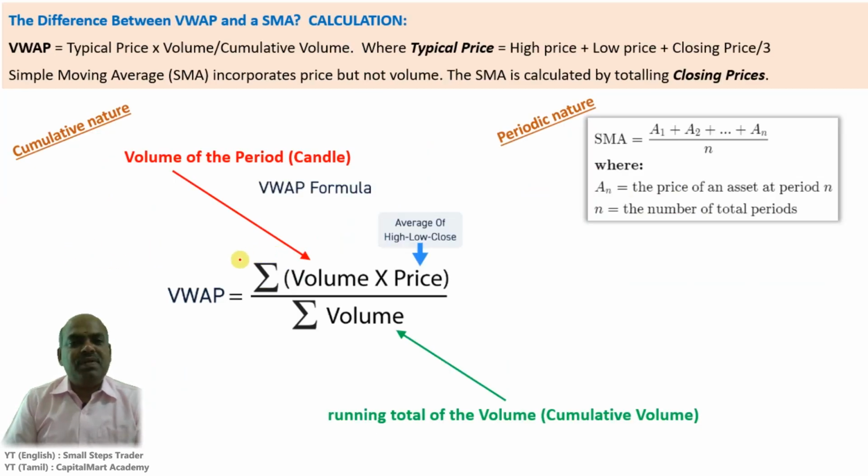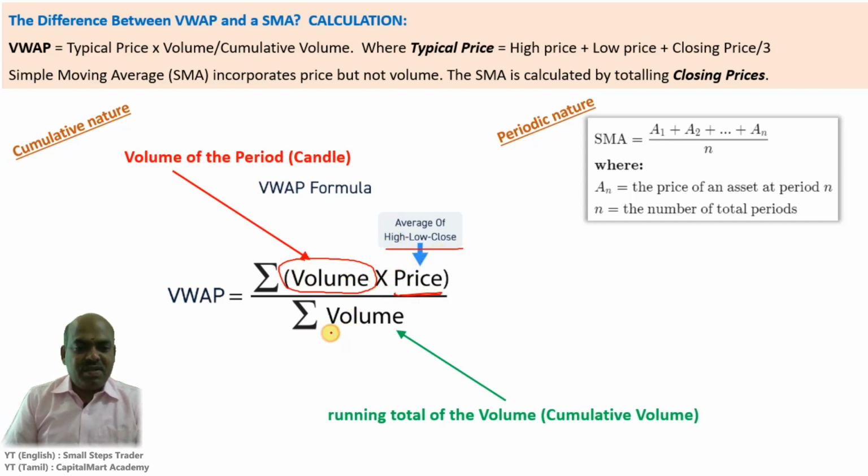This is the formula. See in the formula, volume into price, divided again by volume. In the upper side, this volume is the particular candle's volume. For example, if you are using a 5 minutes chart, that particular 5 minutes candle's volume it will use. The price is the average price of high, low and close.